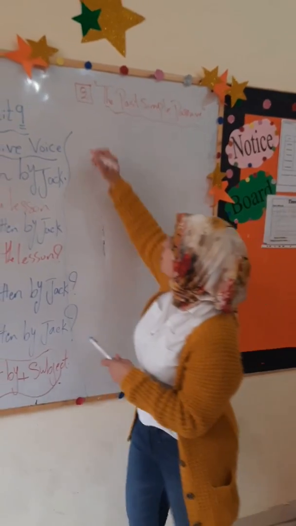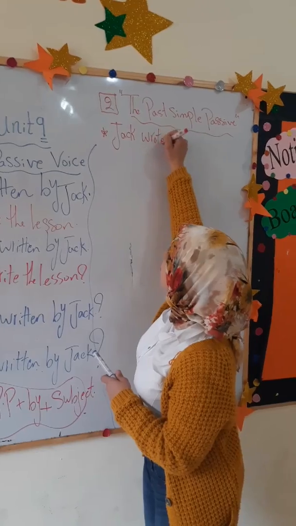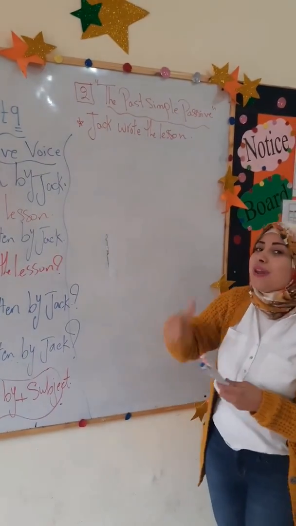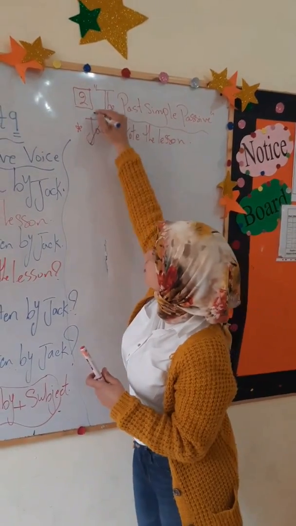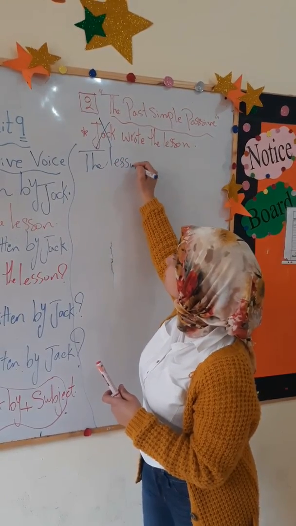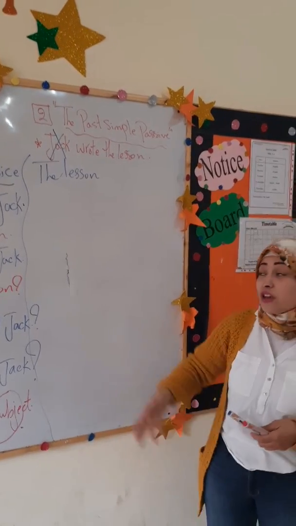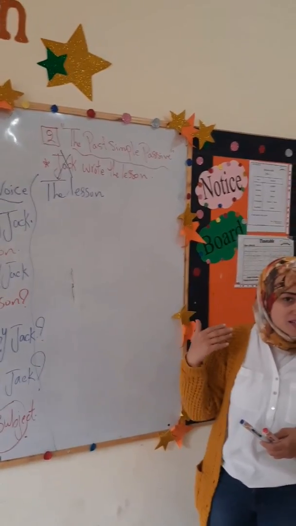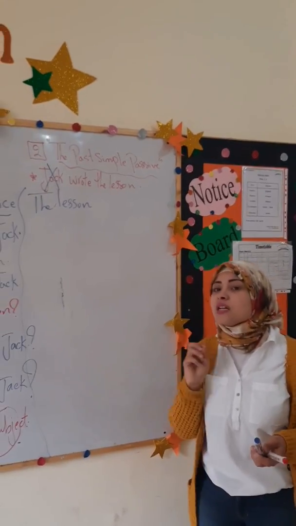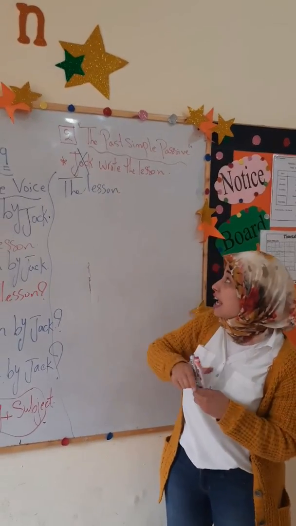For example, here, Jack wrote the lesson. Okay? So number one, again, cross the subject, start with the object, which is the lesson. But notice something here. Ask yourself which tense of the sentence we have here. Jack wrote the lesson. So of course it's not present, it's past. So which kind of past? Past simple.